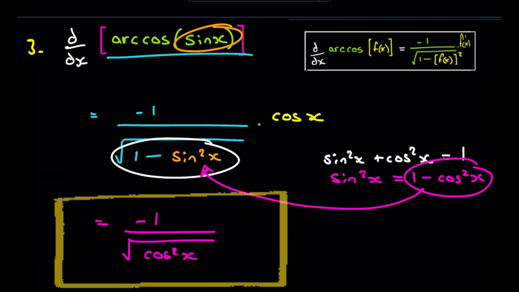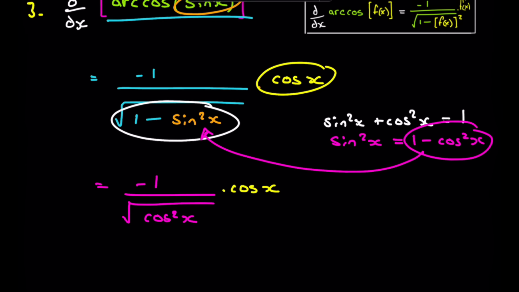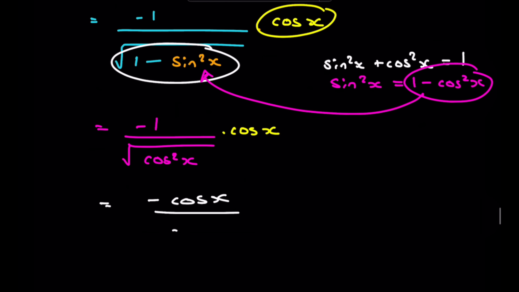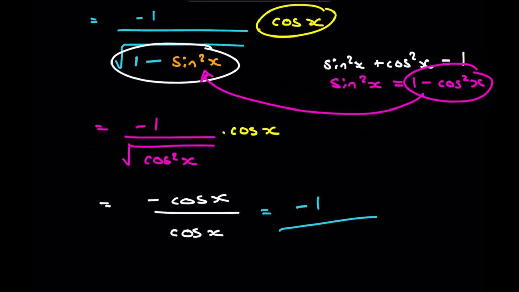And don't forget, that is still multiplied by cosine x on the numerator. But when you square root cosine squared, you'll end up with cosine x. So this will be negative cosine x over just cosine x. And those are similar values, so they're going to cancel out to be -1. So that's a really interesting result there for question 3.